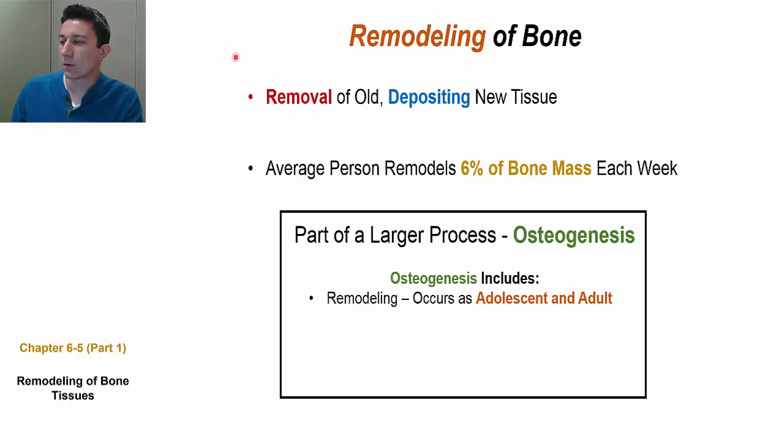So remodeling occurs in essentially 2 life stages. In the adolescent stage, when growth of the skeleton is occurring, that is, we're making new bony tissue, and during the adult life stage, when we're not growing so much as we're maintaining bony tissue.